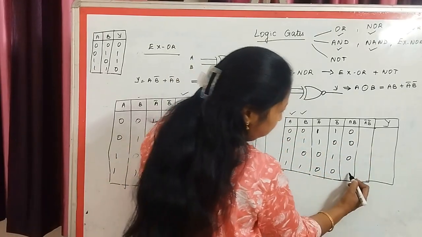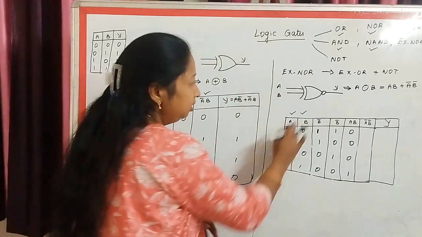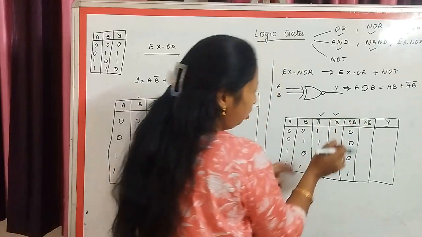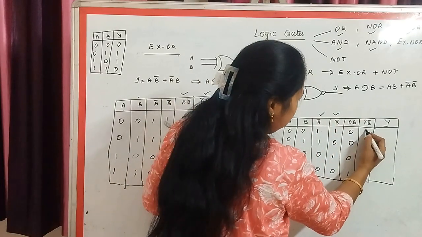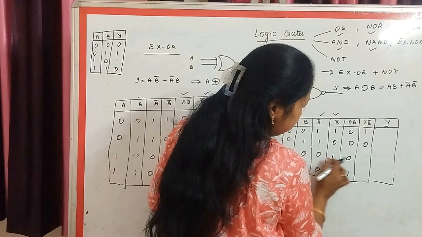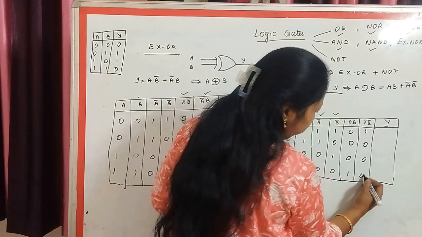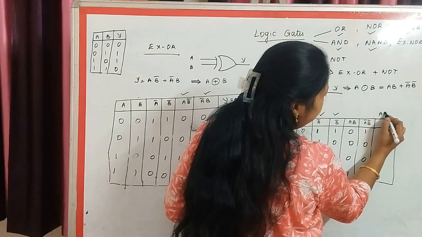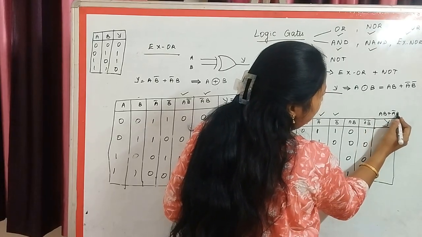1 into 1 is 1. Clear? Now, A bar, B bar. Do the product of this. 1 into 1 is 1. 1 into 0, 0. 0 into 1, 0. 0 into 0, it is 0. Clear? Now, what is Y? Y is nothing but AB plus A bar, B bar.